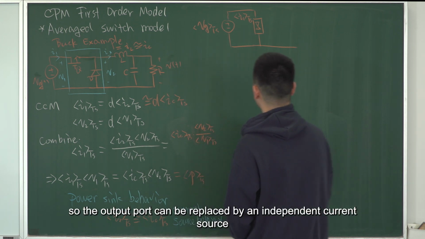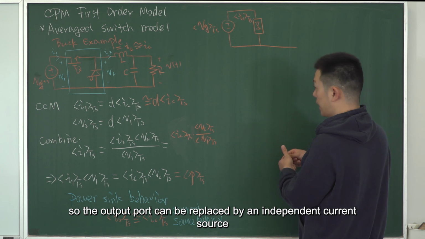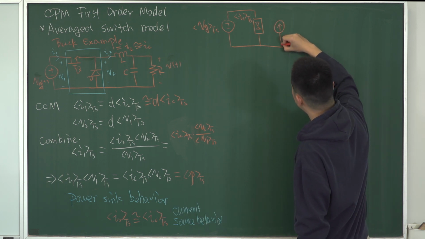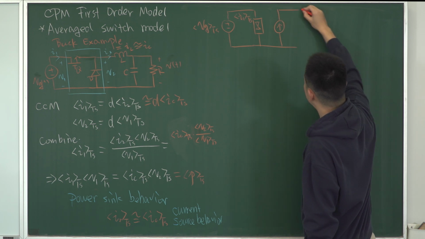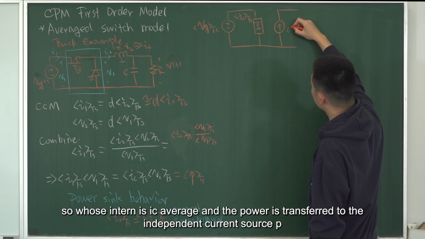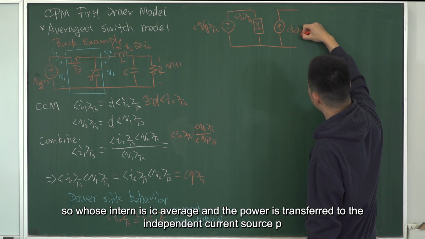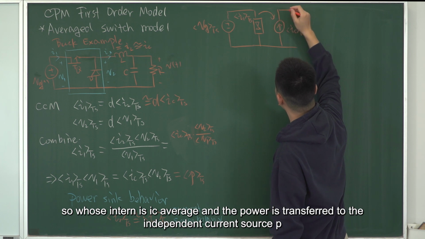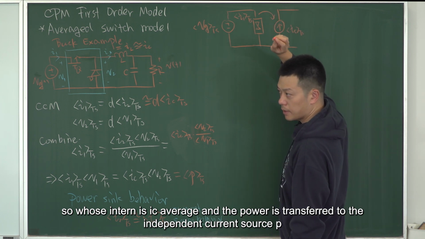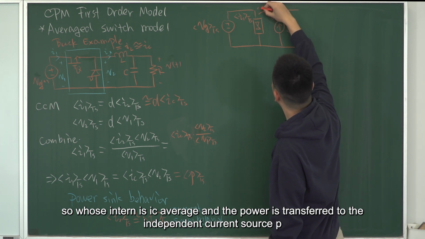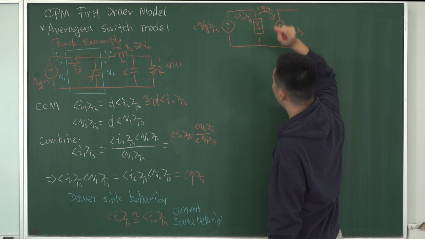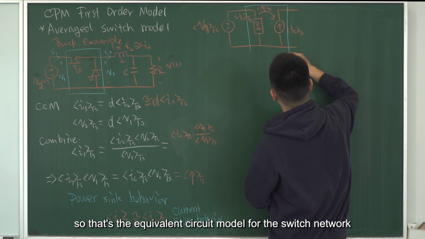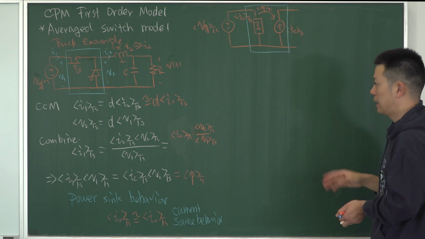So the output port can be replaced by an independent current source, whose current is IC average, and the power is transferred to the independent current source, P. So that's the equivalent circuit model for the switch network.